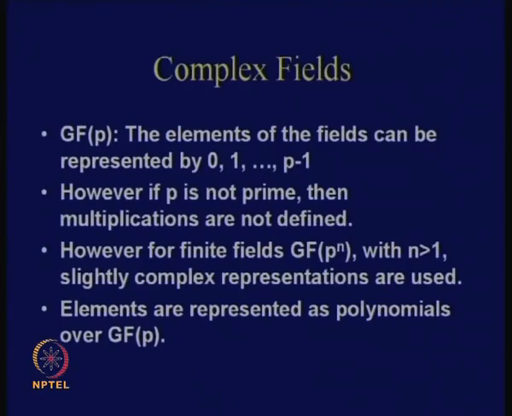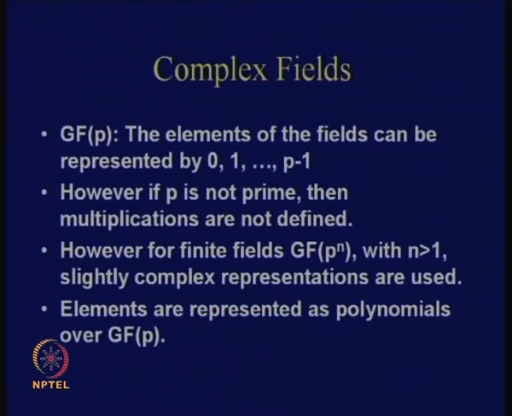This result follows from the Euclidean theorem, which we shall see in future classes, but right now let's accept this as a result. So if p is a prime number, then all the elements from 1 to p minus 1 are co-prime with p, and hence every element has a multiplicative inverse, and that fulfills the definition of a field. But if p is not a prime number, then multiplications are not defined, so the multiplicative inverse of an element may not exist. However, when we consider finite fields like GF(p^n) with n greater than 1, if we use slightly more complex representations, then we can define the idea of a field as well.